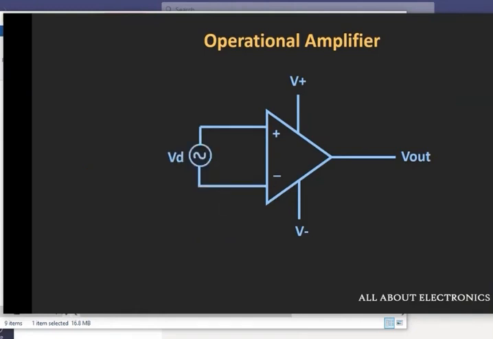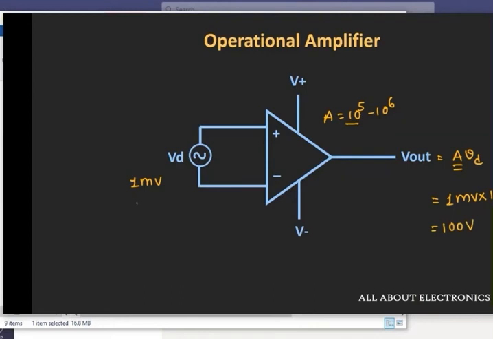Now suppose we apply the input signal between the positive and the negative terminals. At the output we will get A times this differential input signal, where A represents the open loop gain of this operational amplifier. This operational amplifier is a very high gain amplifier, and the value of gain is typically in the range of 10 to the power 5 to 10 to the power 6. Even if we apply a 1 millivolt signal between these two terminals, and the gain of the op-amp is 10 to the power 5, then theoretically at the output we should get 1 millivolt multiplied by 10 to the power 5, that is equal to 100 volts.